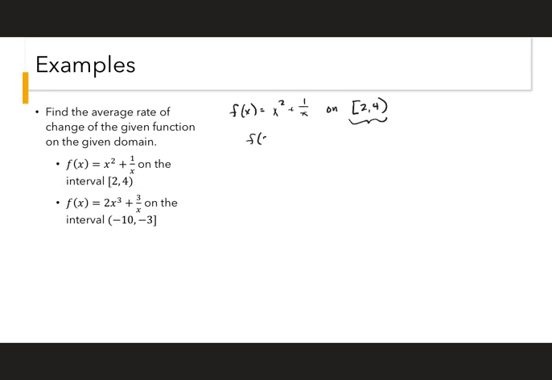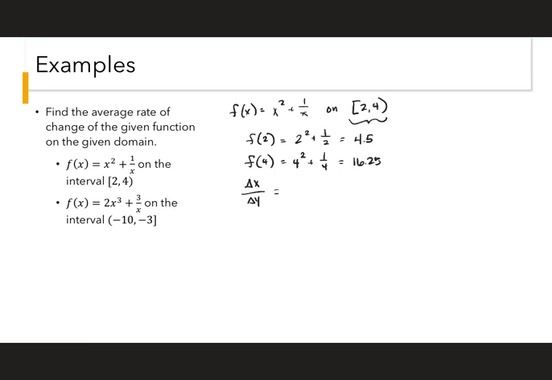So f of 2 is 2 squared plus 1 over 2, which is 4.5. F of 4 is 4 squared plus 1 over 4, which is 16.25. Once I have those, then I can start to find my average rate of change. So we use delta y over delta x. Delta is a Greek letter, and it's not a triangle, but it looks like a triangle. So if you just draw a triangle, everyone will know what you're talking about.